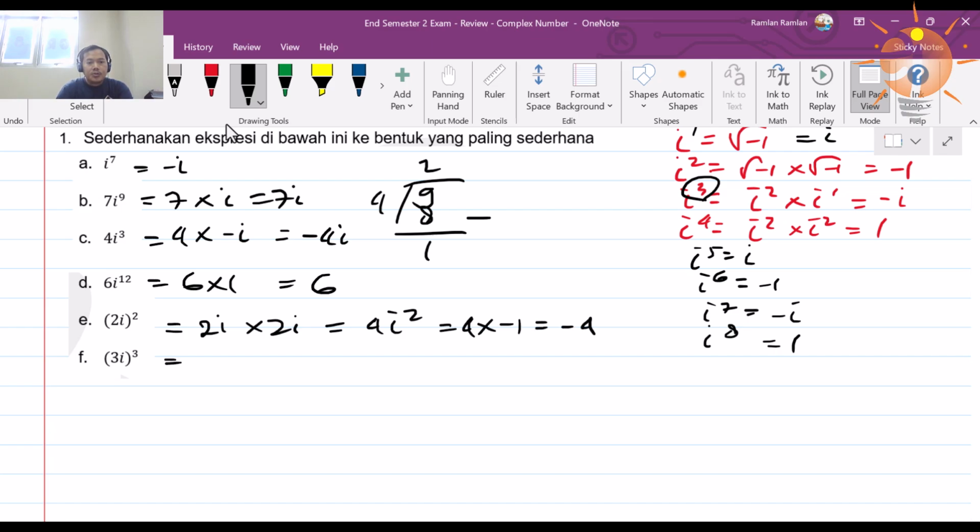Now the same thing for question 3 here. We can use what we call the exponent rule, so the power of 3 goes to the 3 and goes to the i. I can write that as 3 to the power of 3 times i to the power of 3. Now 3 to the power of 3 is just 27, and I know that i to the power of 3 is negative i, so that will be equal to negative 27i.